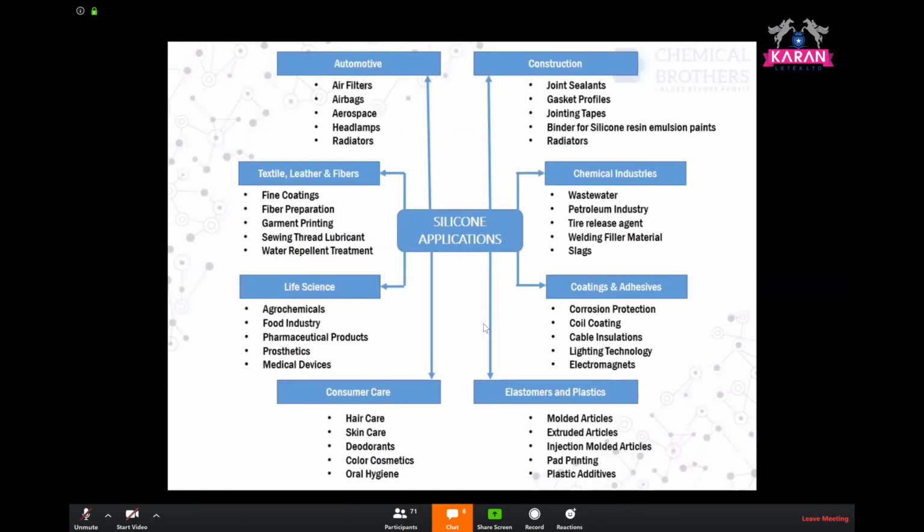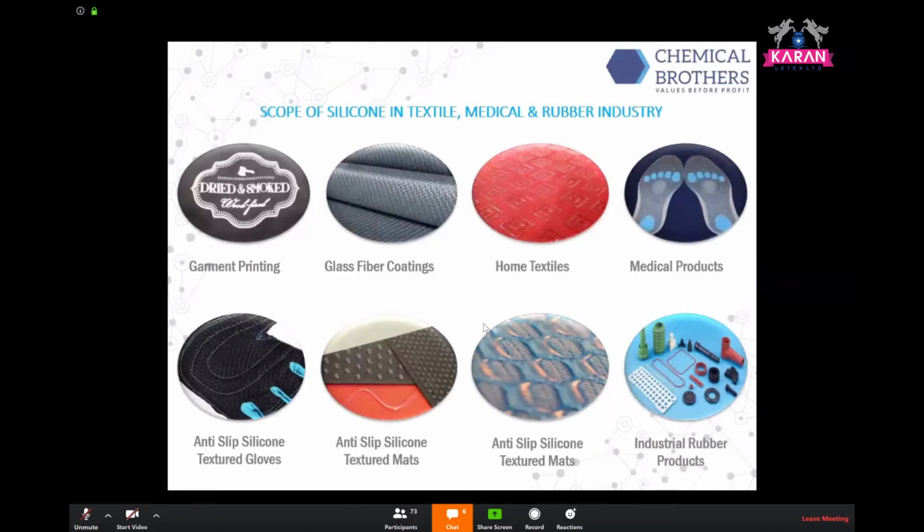Moving on to applications of silicon. As we mentioned, silicon is used in almost every kind of industry: automotive, construction, textile, leather and fibers, chemical industries, life science, food, adhesives, consumer care, elastomers. In every kind of industry, because of its characteristics. Nowadays, silicon is a very widely developed product.